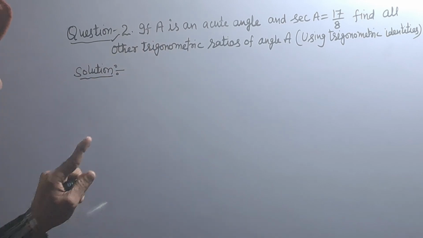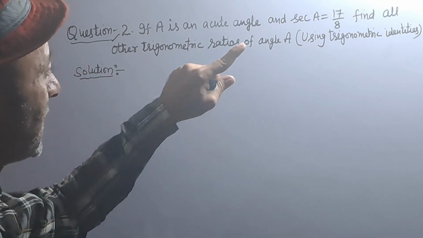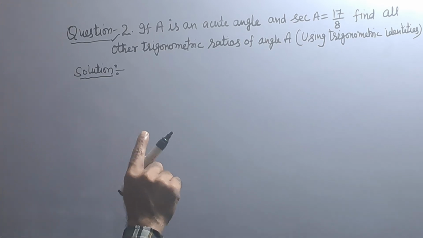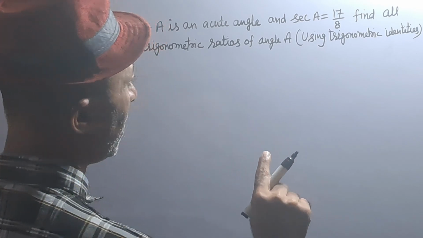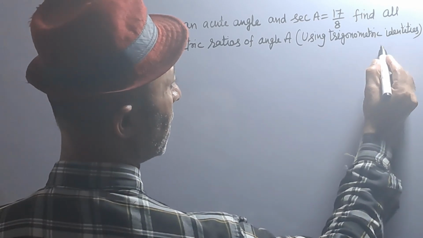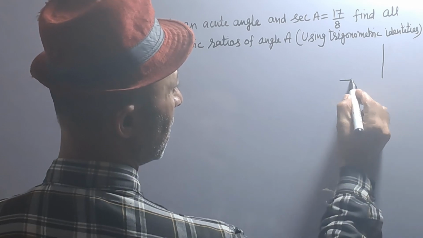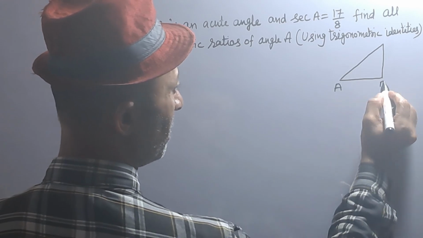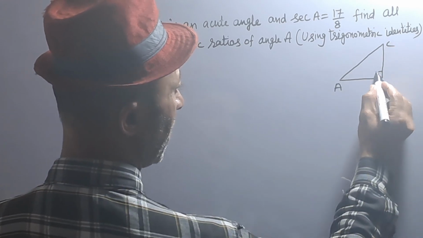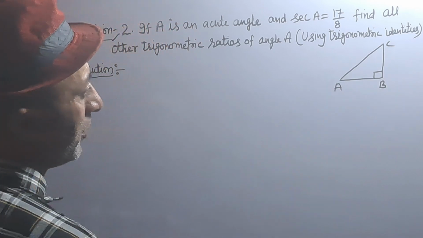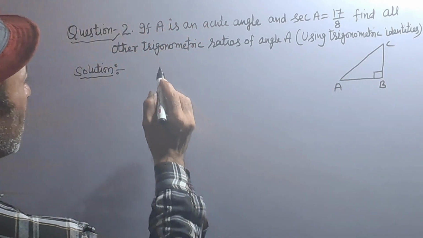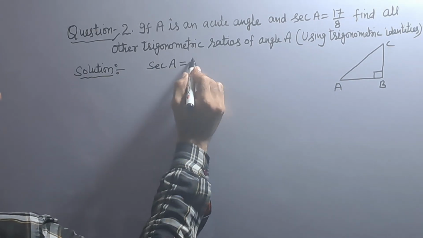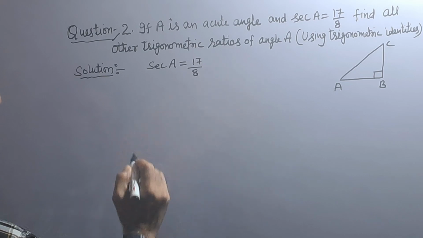Question number 2. If A is an acute angle and secant A is equal to 17 upon 8, find all trigonometric ratios of angle A using trigonometric identities. Let ABC be a right angle triangle at point B, and given secant A is equal to 17 upon 8.